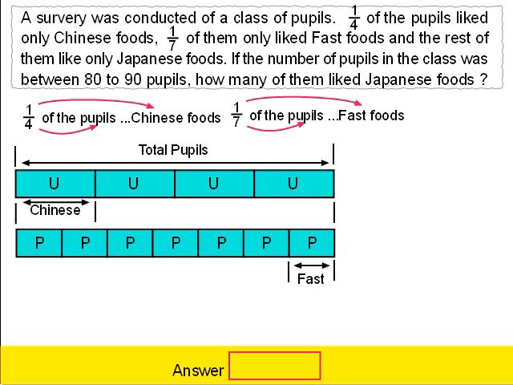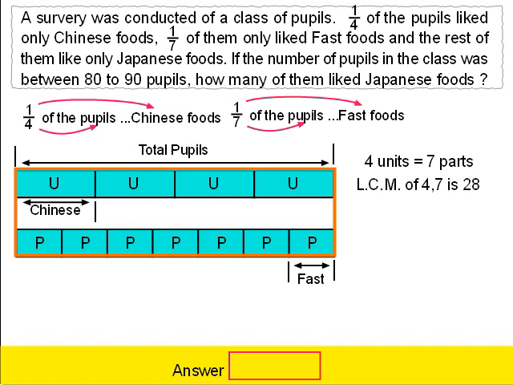Okay. So looking at the model, the model in between Chinese and fast food will be those that like Japanese food. Take note of that. Now, by comparing the model here, straight away we know that 4 units is equal to 7 parts. The lowest common multiple of 4 and 7 is 28. Hence, we have to cut each unit into 7 equal blocks and each part into 4 equal blocks, so that we can convert all the parts and units into blocks, a common term, so that we can do direct comparison and therefore get the solution and the answer that we want.